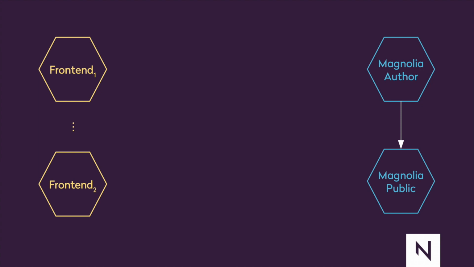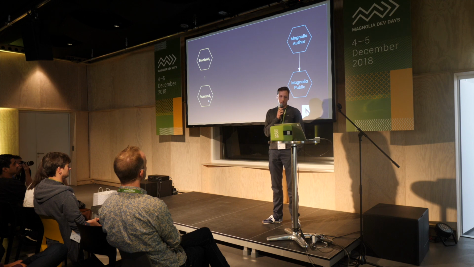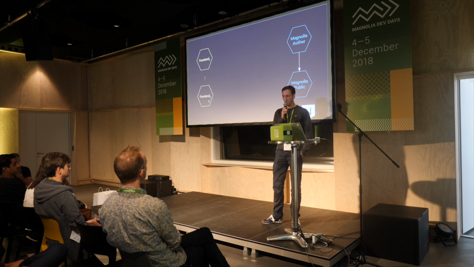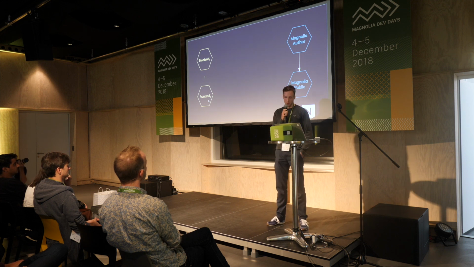On the left-hand side, you can see there's a scalable front end. On the right-hand side, you have your usual two-instance Magnolia setup. And the challenge is that a content change in Magnolia needs to trigger a rebuild of the front end, because remember, the front end is being pre-built.